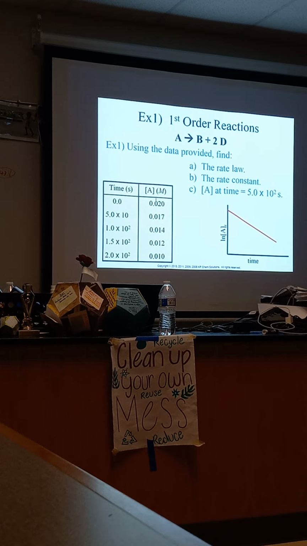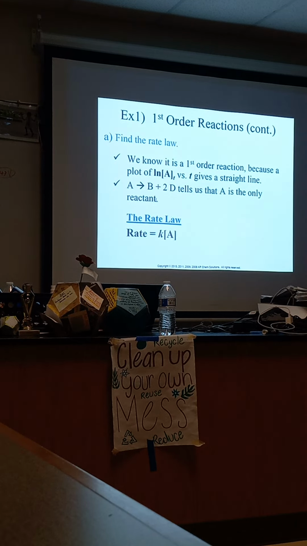Thank you. All right, so let's just go through here. And was Charles correct officially? Yes. Good job, sir. Let's go through the official guidelines. So we knew it was a first order reaction because a plot of the natural log of A versus t gives us a straight line. And A yielding B plus 2D tells us that the only reactant is going to be A. So that's really nifty because we know the overall order and we know that there's only one reactant. So therefore the overall order has to be the order of A, right?